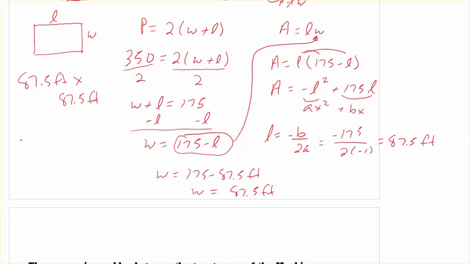And then the area is just the length, or one of the sides, squared. So that'll be 87.5 squared. So the area will be 7,656.25 square feet.